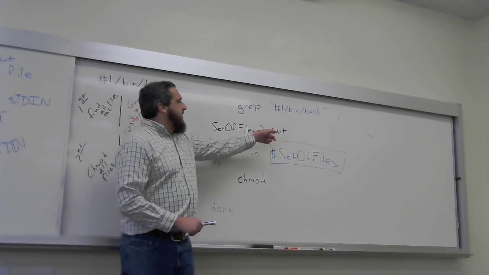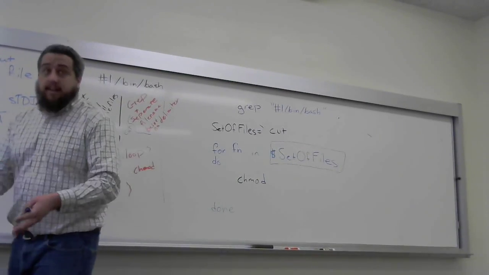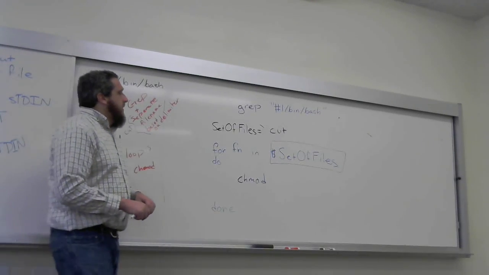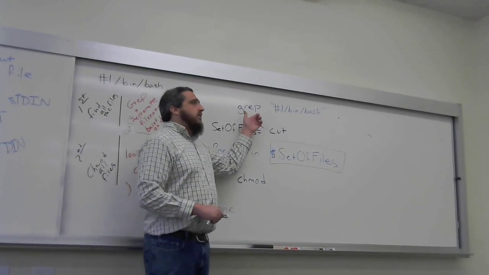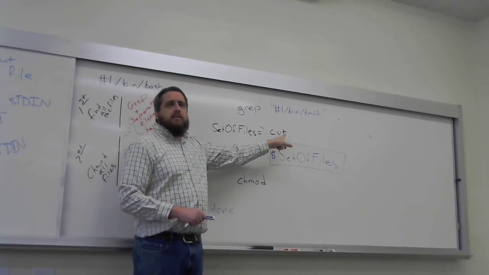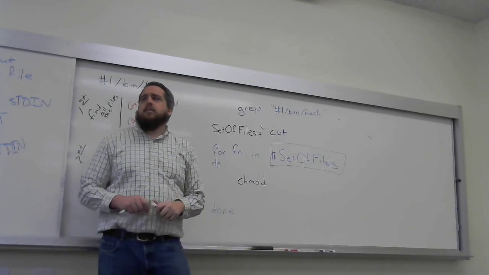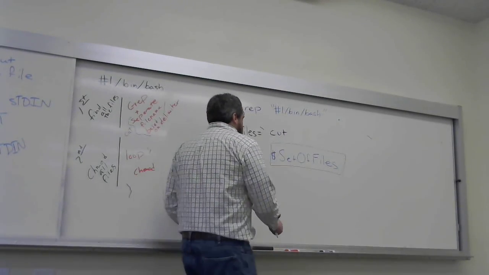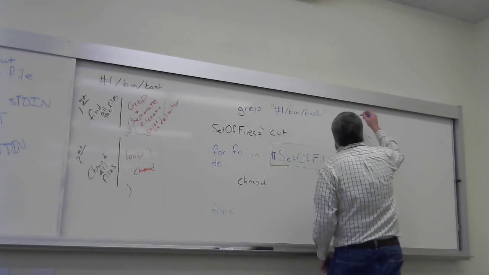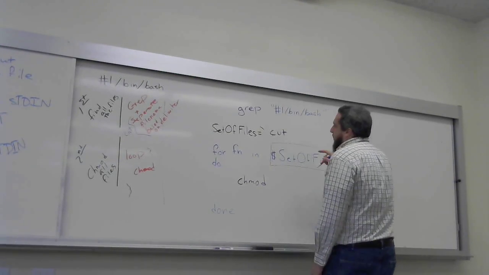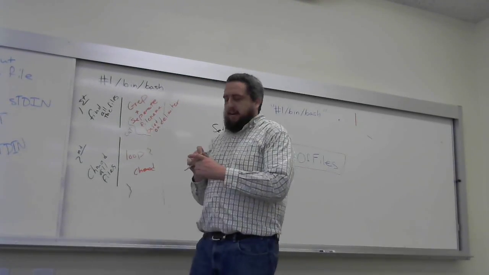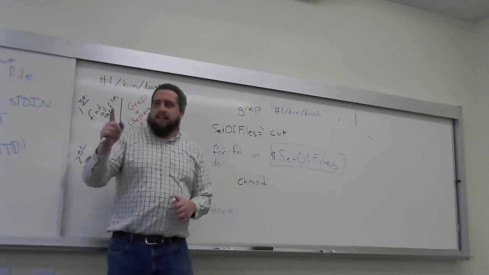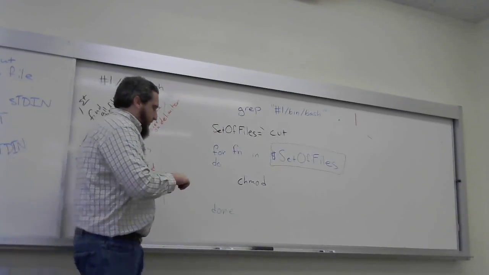So let's think about this. Where does cut want its input from? The answer is standard in. So if I want grep's standard out to go to cut's standard in, I want to pipe the two of them together. So I know that I want to take the output of this and put it into that cut there. Okay, let's do it that way.